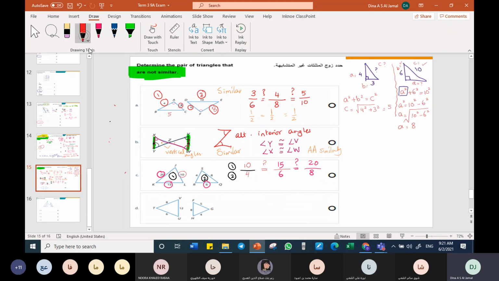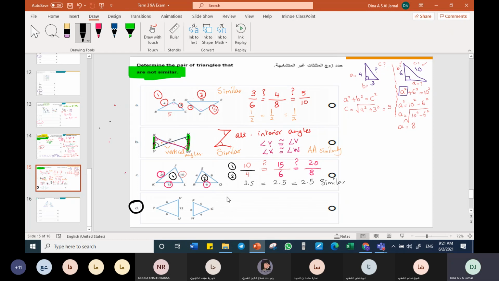Now calculate all the ratios and check, are they equal or not? 2.5. This is 2.5. Second one, 2.5. Also 2.5. Are they similar or not? Similar. Now, that means D is our answer, but let's check.